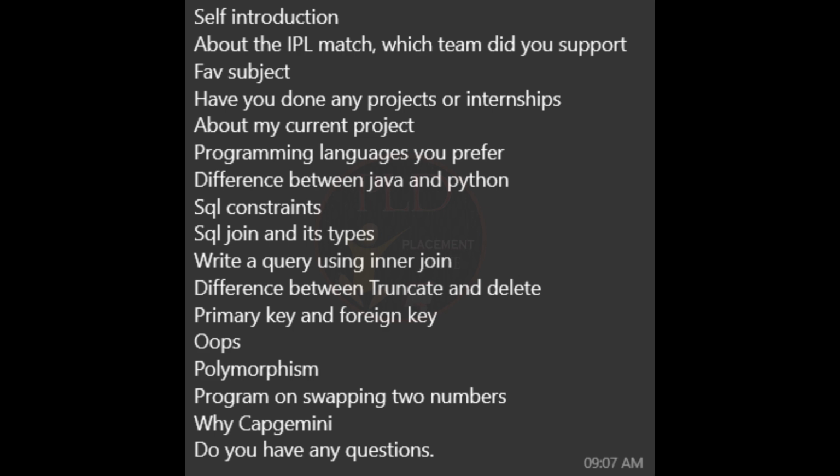Today we have three interview experiences from Capgemini, and let's see them one by one. Now let's see the first experience. The first question was self introduction.